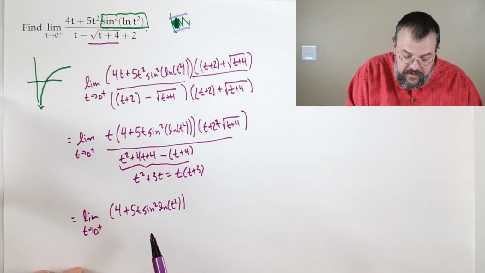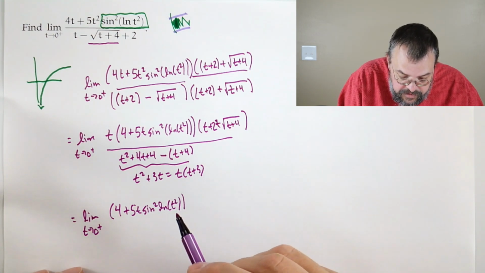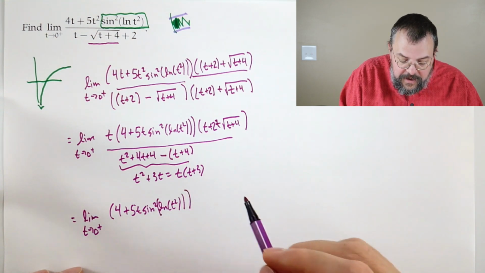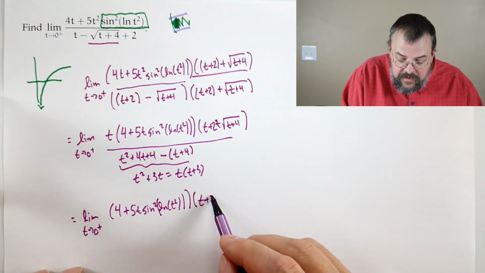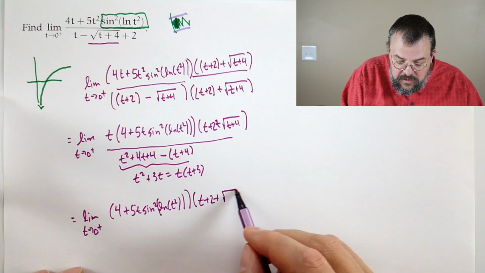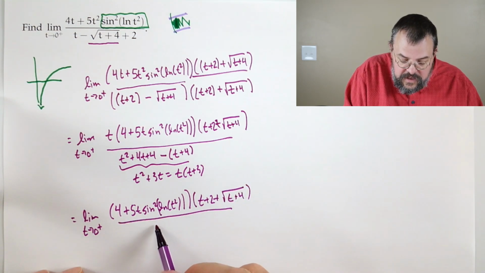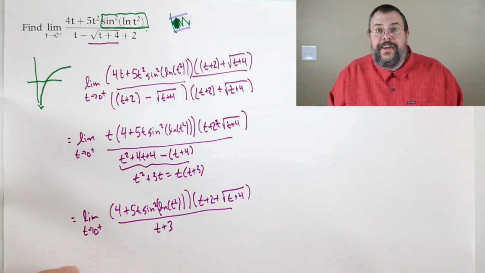Let's see, do I have enough parentheses here? I feel like I'm always missing parentheses. Sine squared, oh, I missed a parenthesis there. There we go. t plus 2 plus square root of t plus 4. And downstairs, t plus 3.